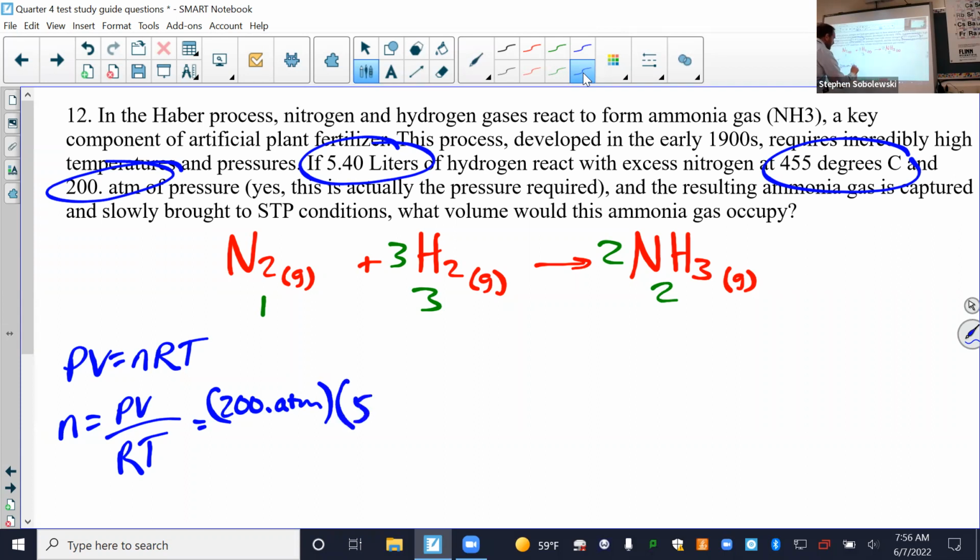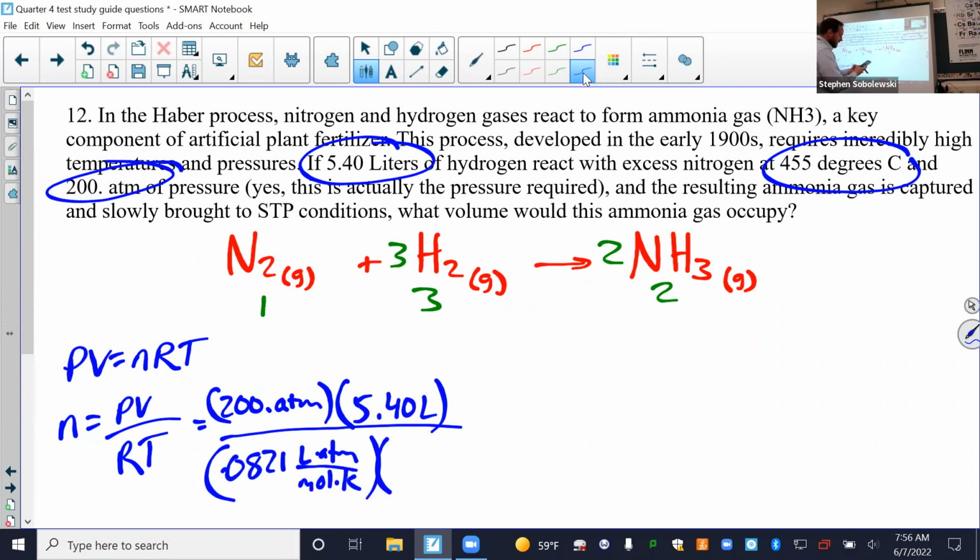Volume, 5.40 liters divided by R, 0.0821 liters times atmospheres over moles times Kelvin. And T, 455 plus 273.15, the 0.15 will get cut off because we're going to the nearest whole number here, 728 Kelvin. So 200 times 5.40 equals, divided by 0.0821 equals, divided by 728 equals 18.1 moles.